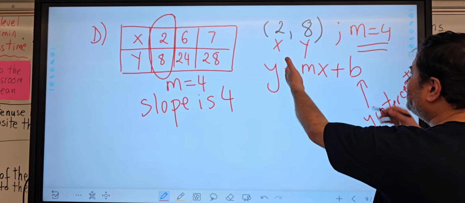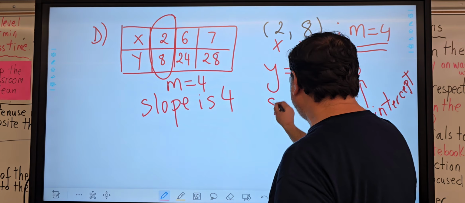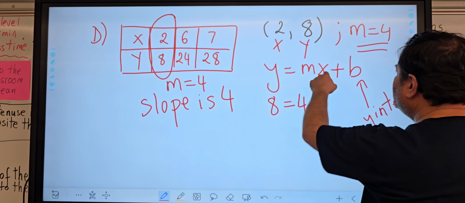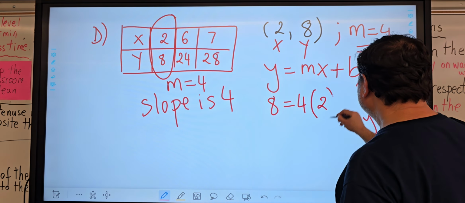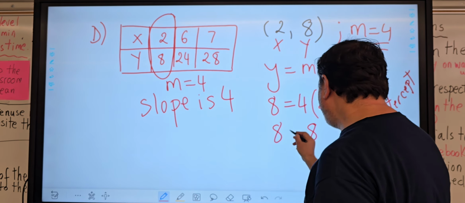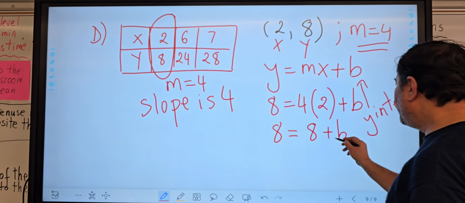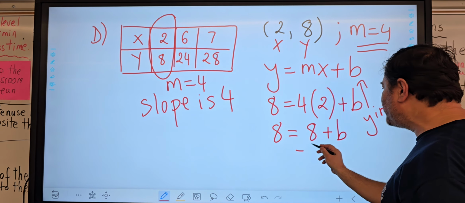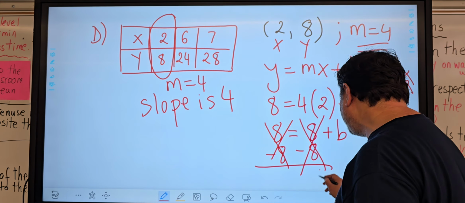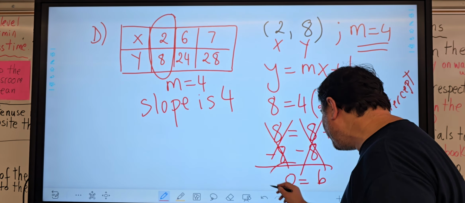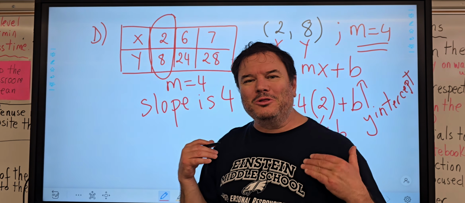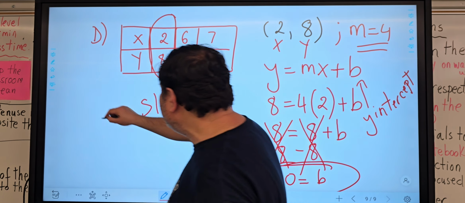Let's substitute. Instead of y, we put 8. So we have 8 equals, instead of m, 4, times x, which is 2, plus b. Don't forget the b. Now 4 times 2 is 8, so we have 8 equals 8 plus b. In order to solve for b, we subtract 8 on both sides. This cancels out, so we get b equals 0. That's exactly what we wanted. Therefore, this line is going to go through the origin.